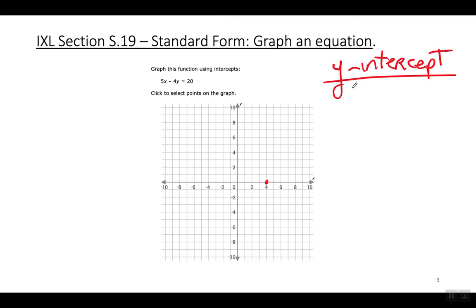Y-intercept. I'm going to make X equal to 0 and solve for Y.